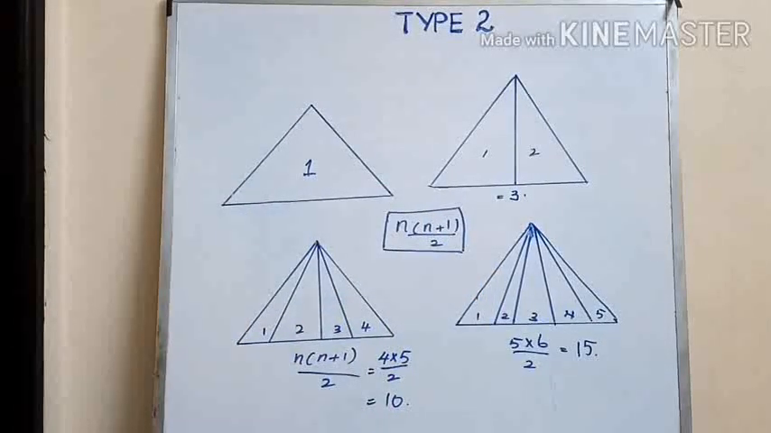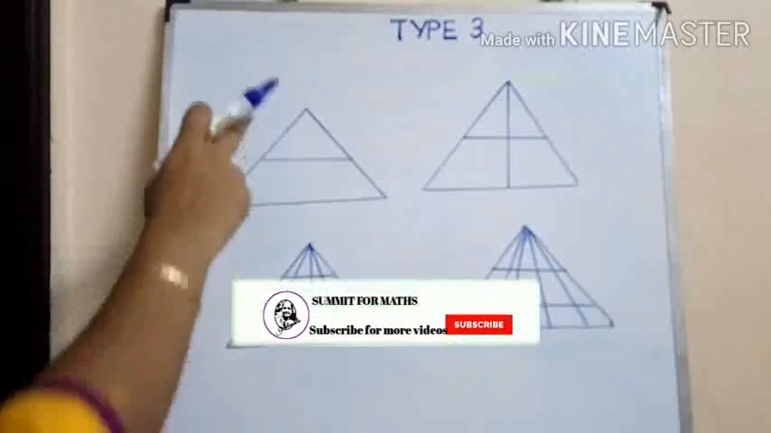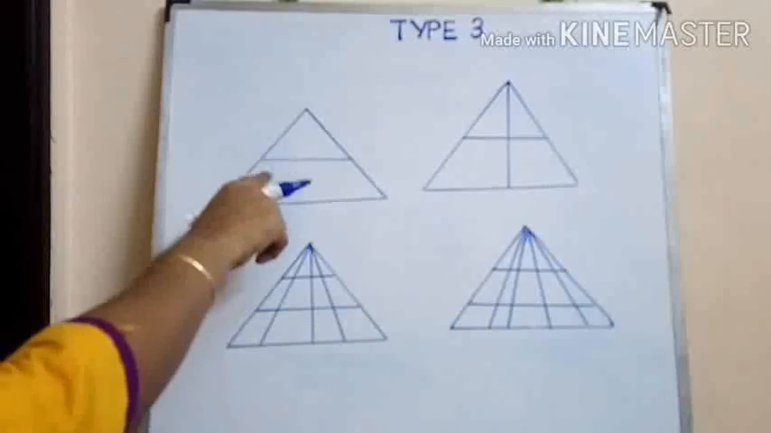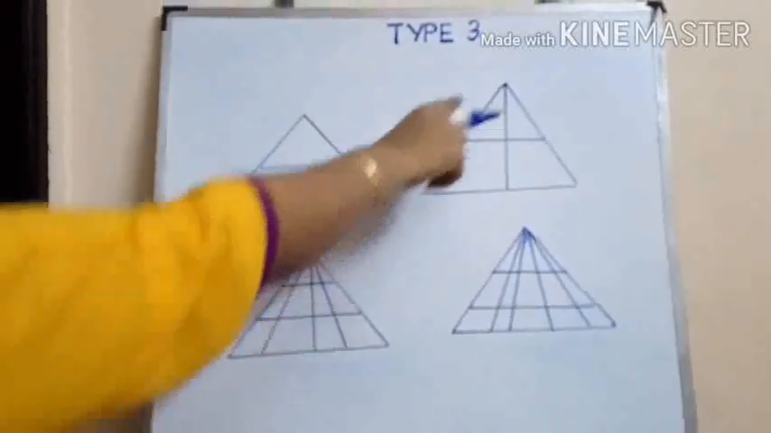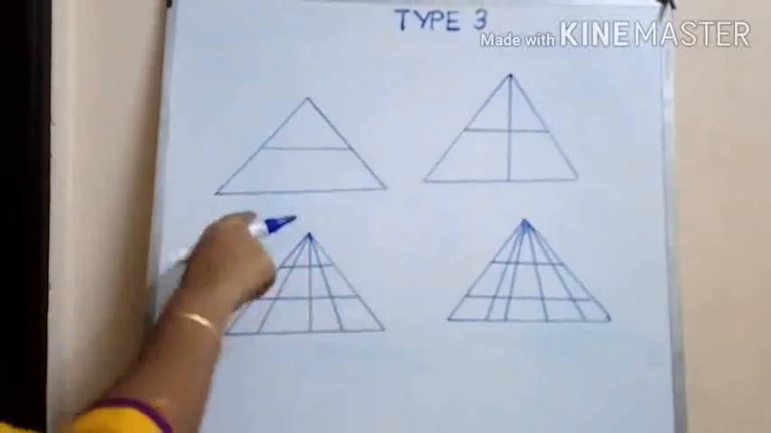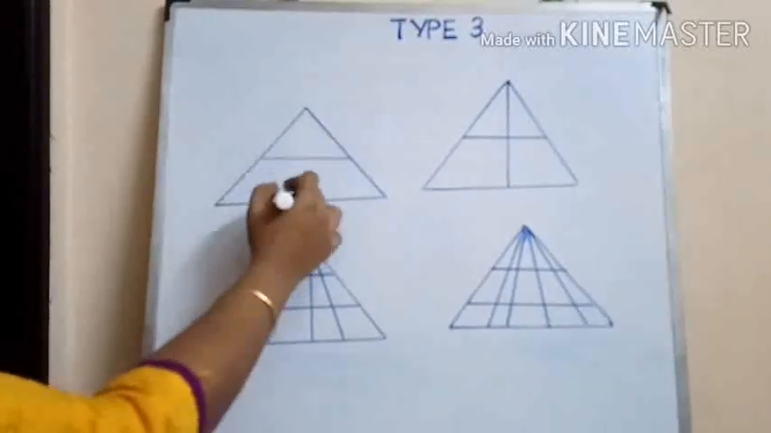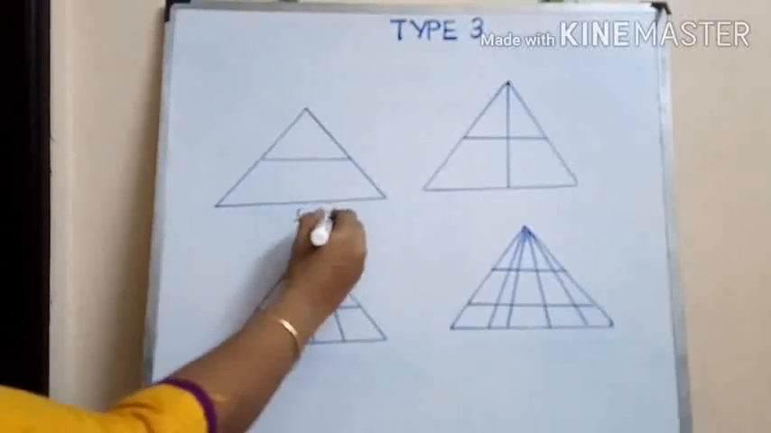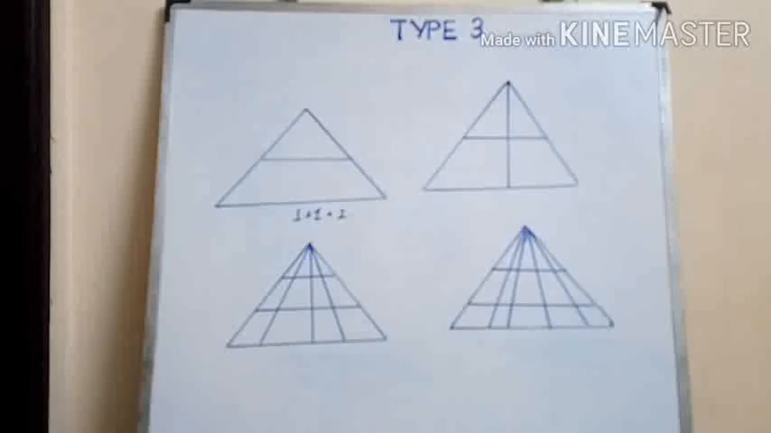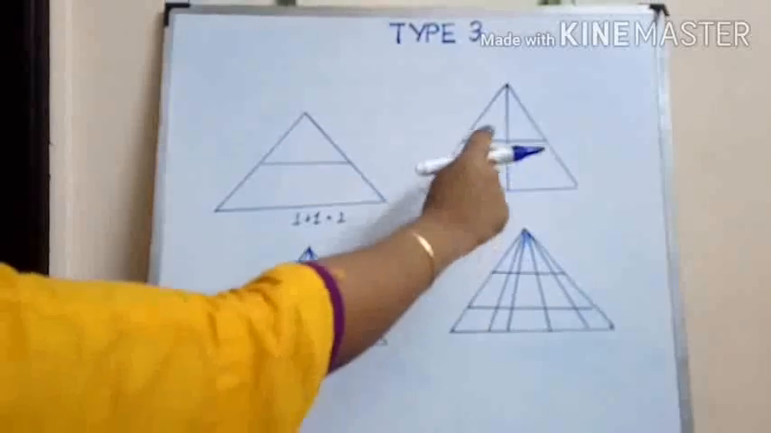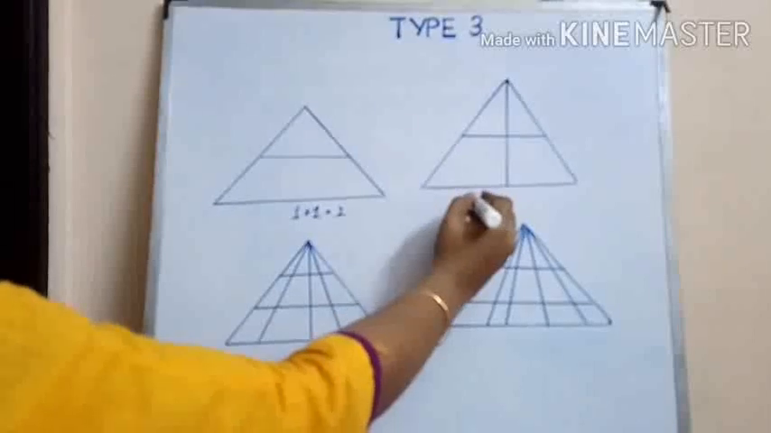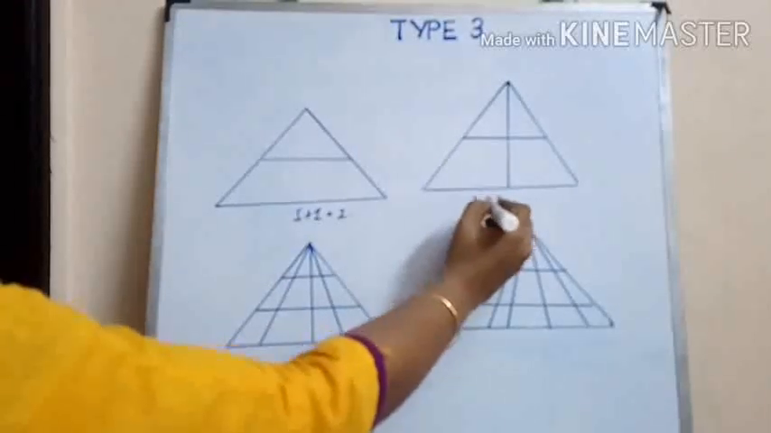Here in type 3, we are going to learn how to count triangles within a triangle having a number of bisects with the vertex and horizontal lines. In the first diagram, we can see 2 triangles. So here in the second triangle, let us take the vertical paths as n and horizontal paths as m.